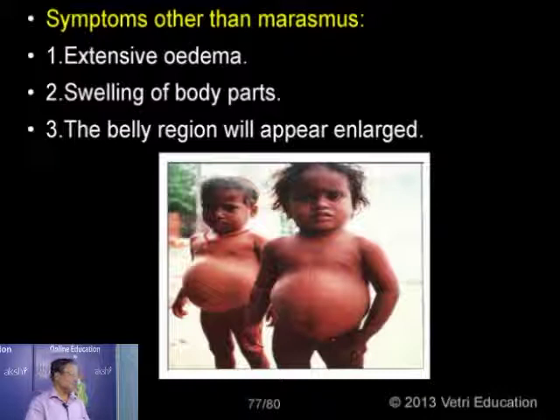Then another symptom you could see in the picture, the belly region appears enlarged, though they are very thin. Accumulation of fluid in the particular region, for example, face, hand and feet. You see that one, the belly region appears enlarged, unlike marasmus. You cannot see this condition there. That's the main difference between these two. There you have before 1 year of age, here after 1 year of age. You cannot see any edematic condition, you cannot see any belly region appear enlarged in the case of marasmus. So these are the two disorders caused because of two factors. One is protein deficiency, another one calorie deficiency.